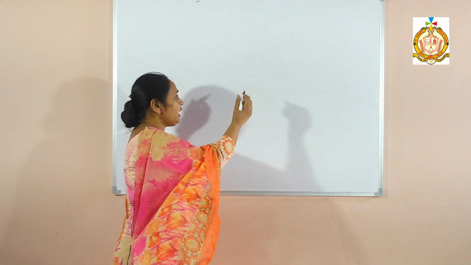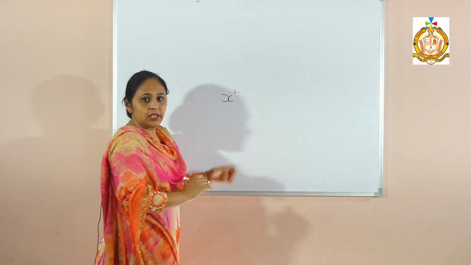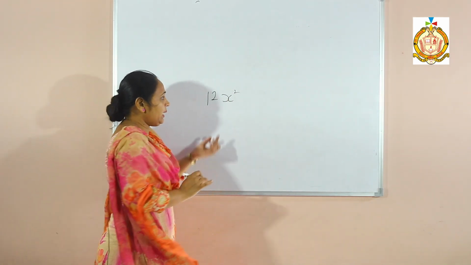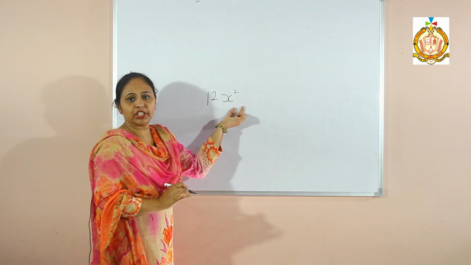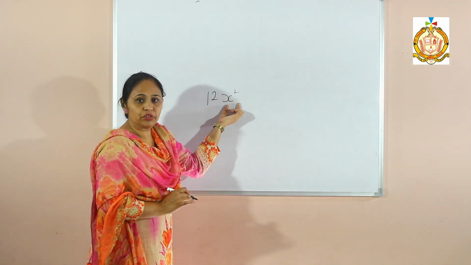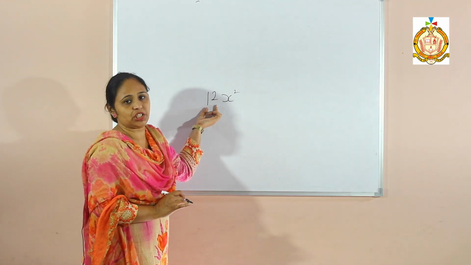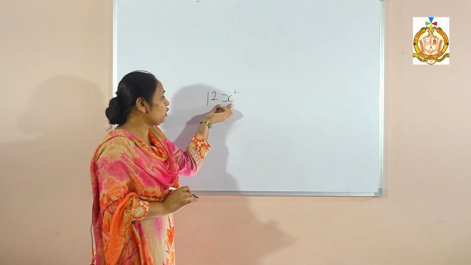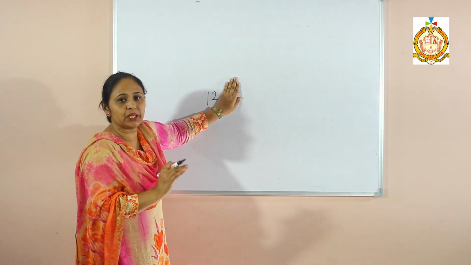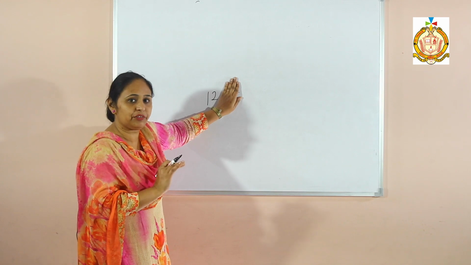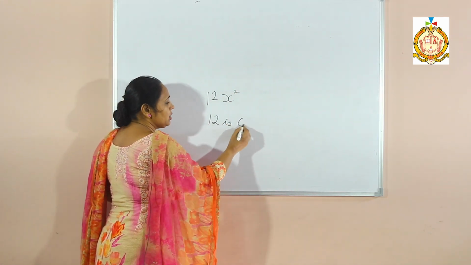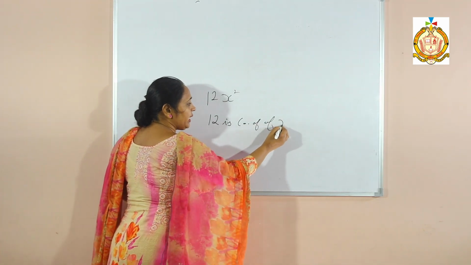If there is any variable given like this one, x square, and any number multiplied with it, like this one, 12, it means 12 is the coefficient of this x square. The value, the number along with the variable, is called the coefficient. If I want to find any coefficient, I just have to remove the variable. The remaining given number is called the coefficient of that variable. That means I will write, 12 is the coefficient of x square.